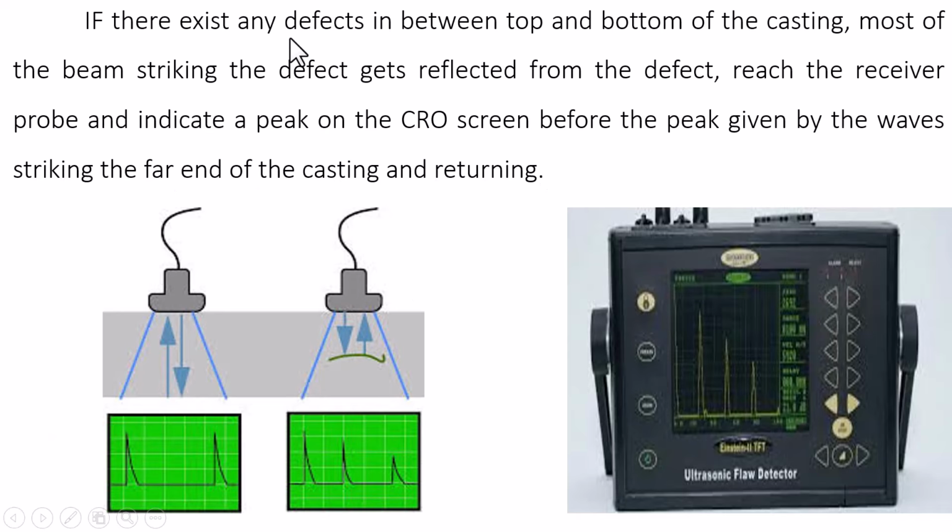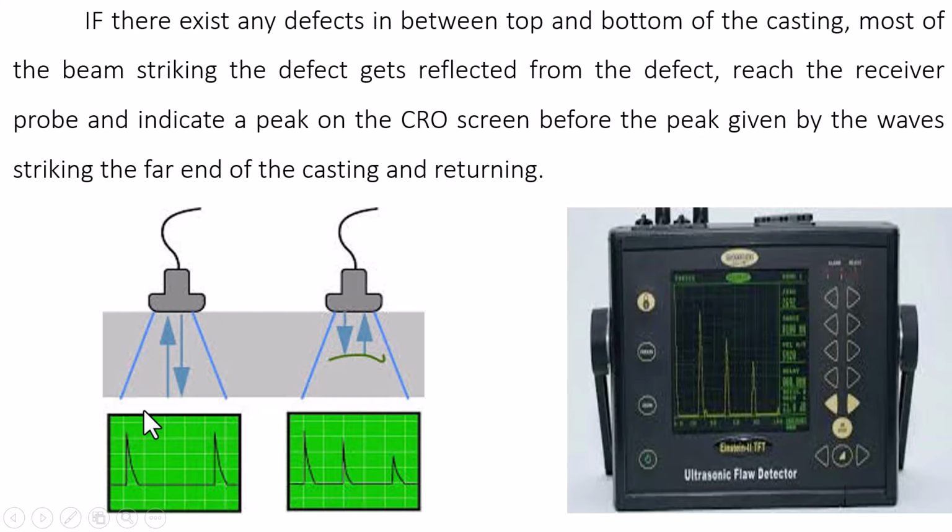If there exists any defect between the top and bottom of the casting, the beam striking the defect gets reflected. If a defect is present during the movement of these waves, they get reflected from that defect, reach the receiver probe, and indicate a peak on the CRO screen before the peak given by the wave striking the far end of the casting and returning.